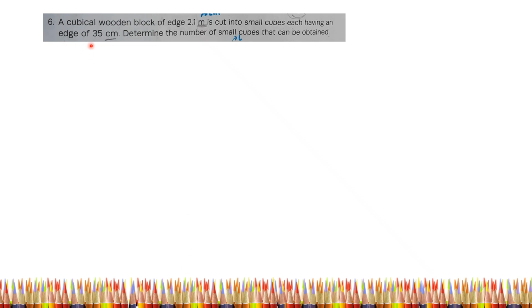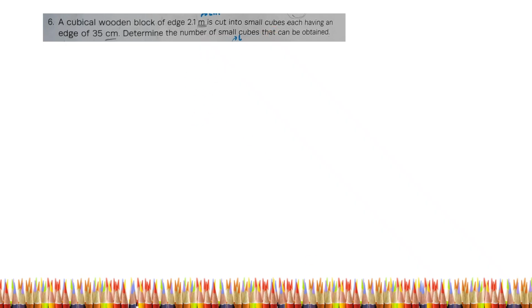Now in this question, a cubical wooden block of edge 2.1 meter is cut into small cubes, each having edge of 35 centimeter. We have to determine the number of small cubes that can be obtained. Now this resembles the previous question that we did. So what we have to do is find the volume of the wooden block first, and then the small cubes, and then we will find the quantity.